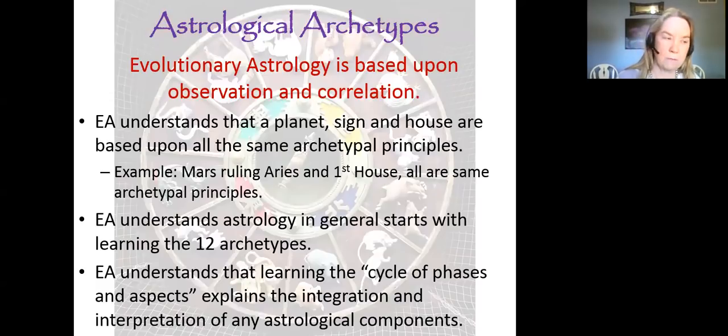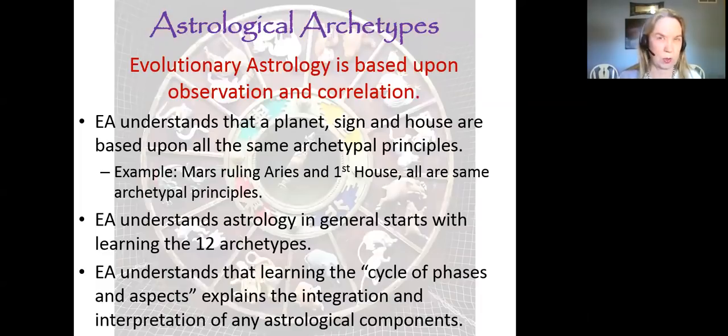Same thing with Venus and its inner Venus with its rulership of Taurus in the second house. And so the planet, the sign, the house, all the same. We also understand that when you start at the beginning of astrology, Jeffrey Green always used to say, the basic thing that you start with is learning the 12 archetypes. If you learn Aries through Pisces, you know the first house through the 12th. And then you know all the planets that go along with that rulership. That helps simplify that, rather than trying to say, oh my gosh, the planet, the sign, the house.